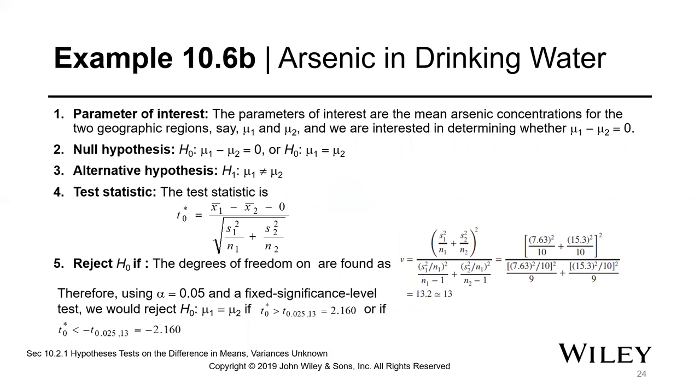So we have an alpha of 0.05, and a fixed significance level test. We would reject the null hypothesis based off of this number, and since it's a two-tailed test, alpha divided by 2, 0.025, so we find 2.16. We could just calculate the critical point. That's really what we end up doing.